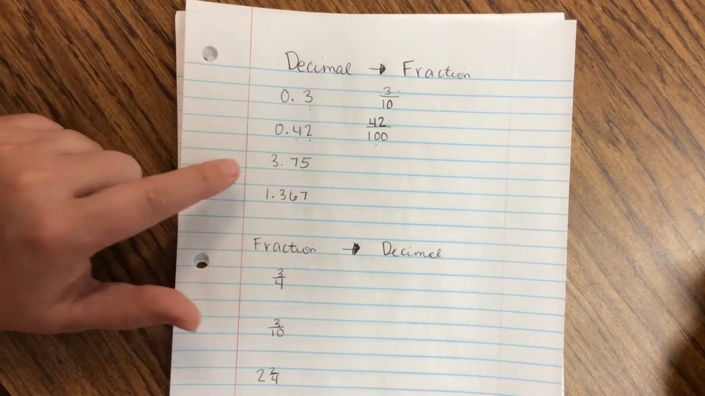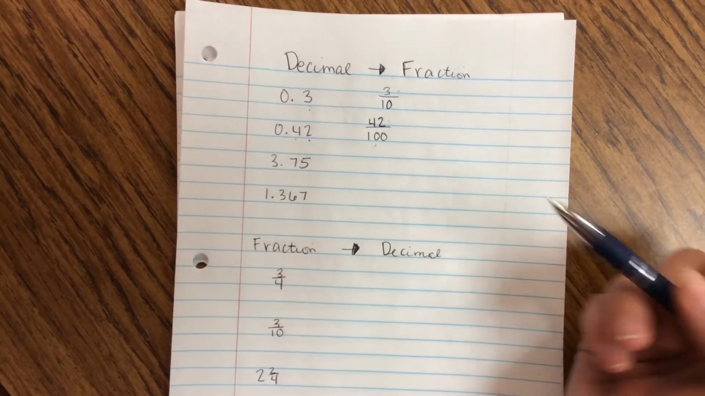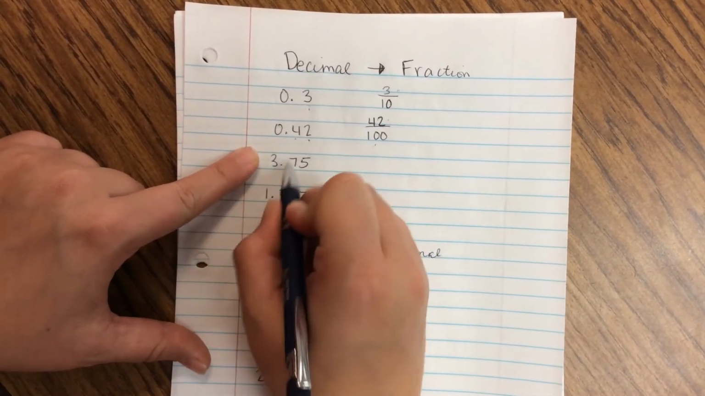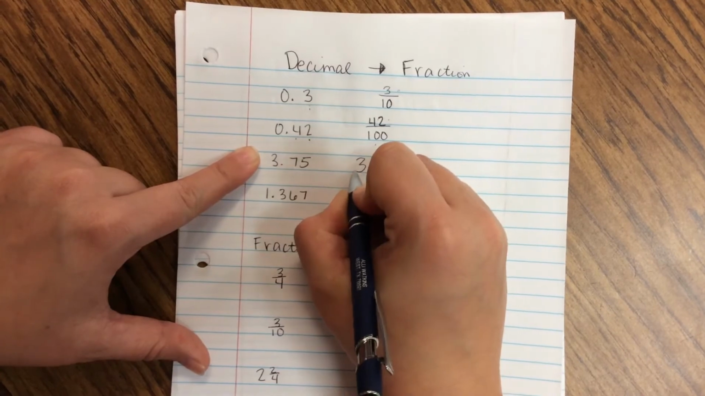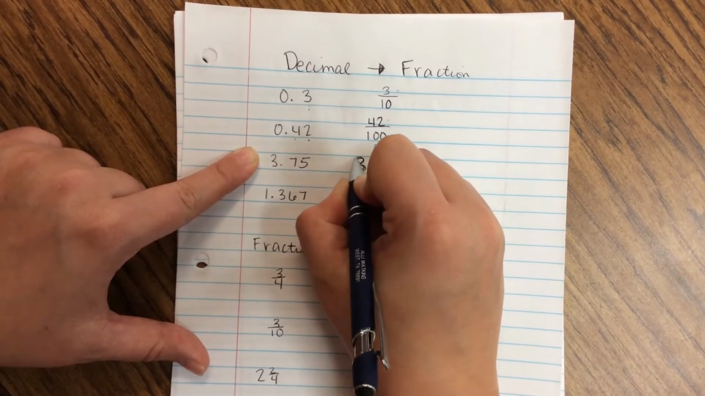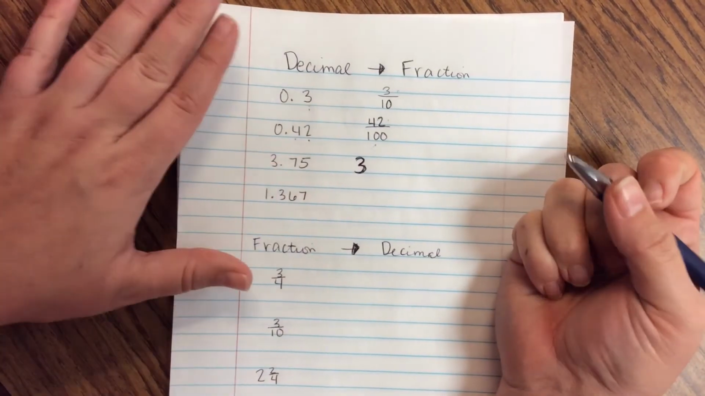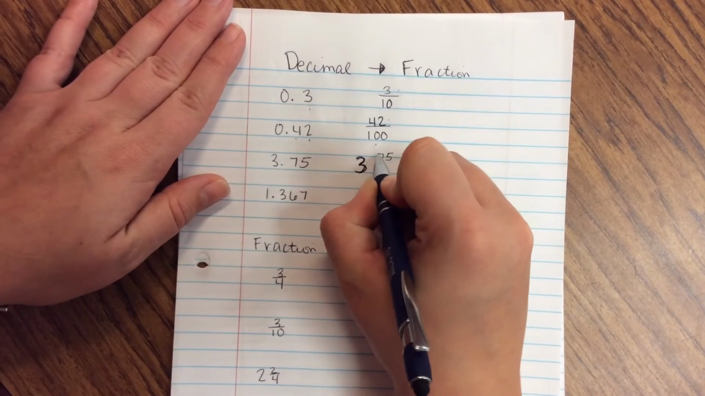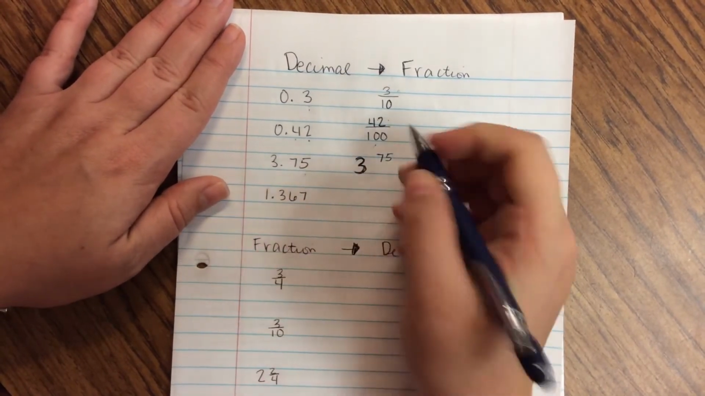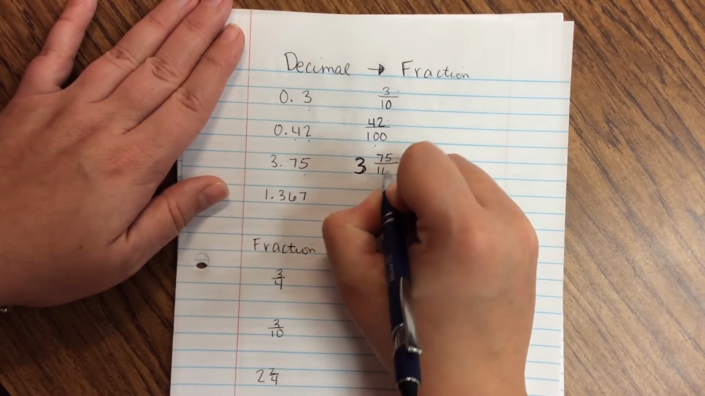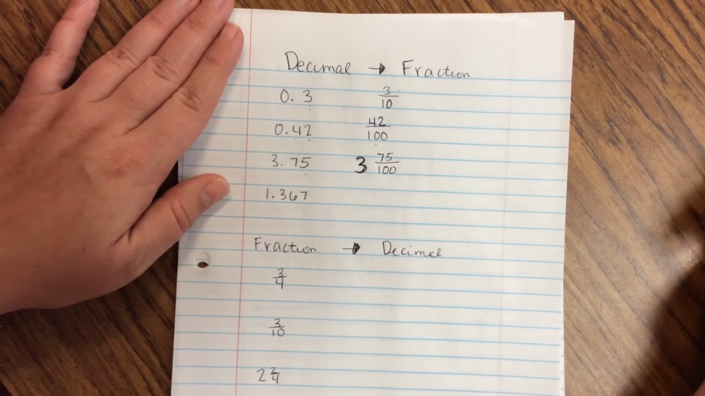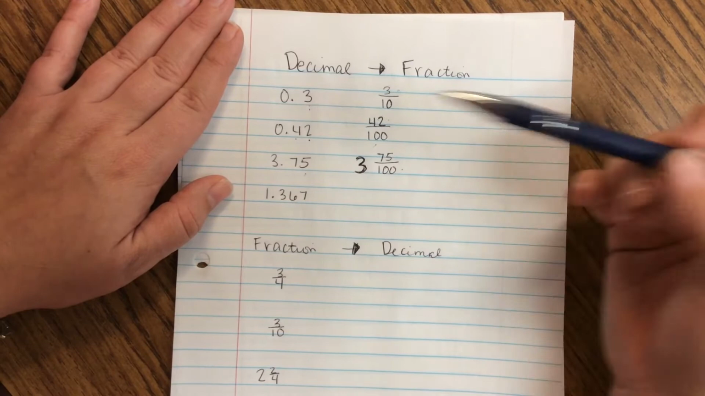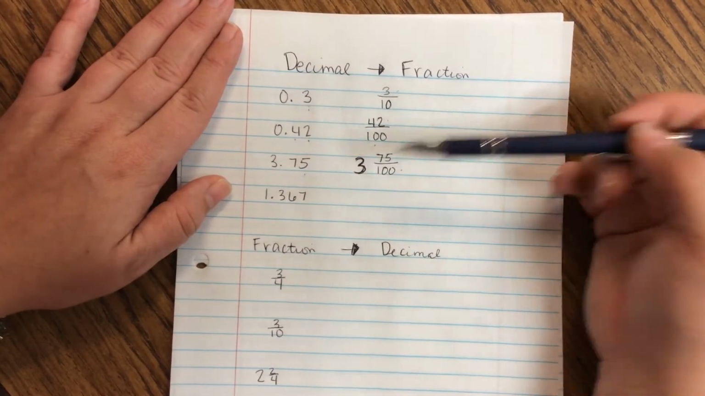Now let's look at what to do if we have a whole number with a decimal. So I have 3.75. My whole number stays a whole number. The 75 in my decimal place becomes my numerator. The 5 in 75 is in my hundredths place, so my denominator is 100. I now have a mixed number of 3 and 75 hundredths, and this would be read as 3 and 75 hundredths as well.